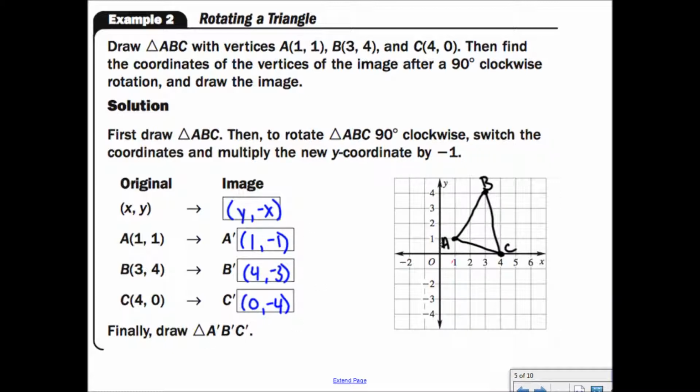Now we will plot the new points. So 1, negative 1, 4, negative 3, and 0, negative 4. Connect our dots. And this will be A prime, B prime, and C prime. So there's our new triangle that has been rotated.